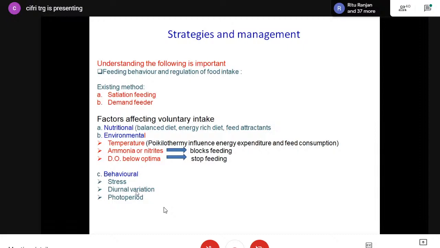And next is behavioral. If the fish is under stress, then there will be less consumption and less digestion. And then diurnal variation. That is very important. There are certain fishes which feed nocturnally, and some fish feed during daytime. So unless we understand when the organism consumes feed, there will be a wastage of feed, because the feed will be in the system and it will leach its nutrients, which will deteriorate the water quality. And the photoperiod is another vital issue as far as feeding behavior is concerned.